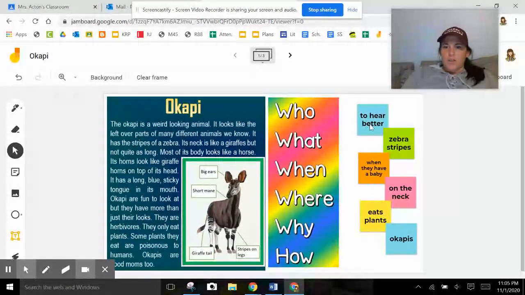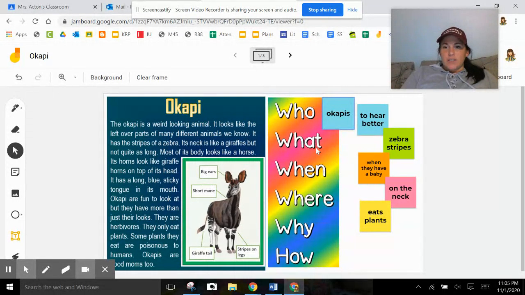So our options are to hear better, zebra stripes, when they have a baby, on the neck, eats plants, and okapis. So who is this text about? Okapis. Good, so we're going to put that right there.